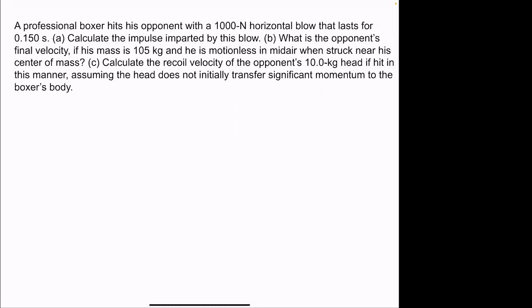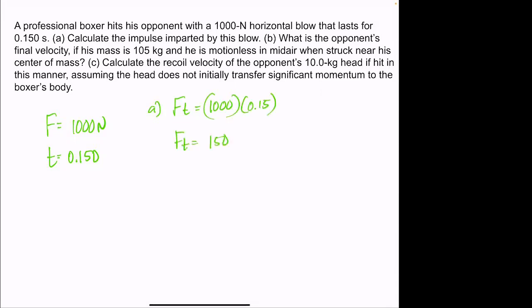All right, so let's try this one. Here we're given the force, 1,000 newtons, and the time, 0.150. And we're looking for the impulse in part A. So that's Ft, 150 newton-seconds. Then in part B, it says, what is the opponent's final velocity if his mass is 105 kilograms? And V naught is zero.